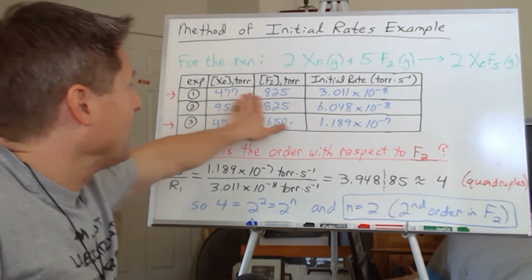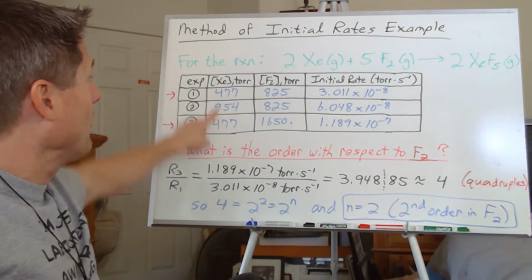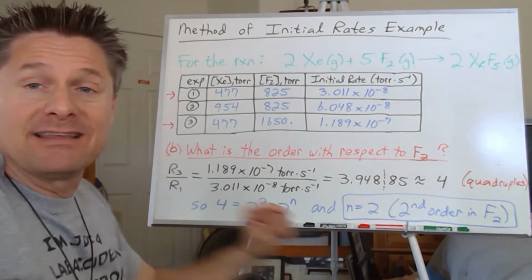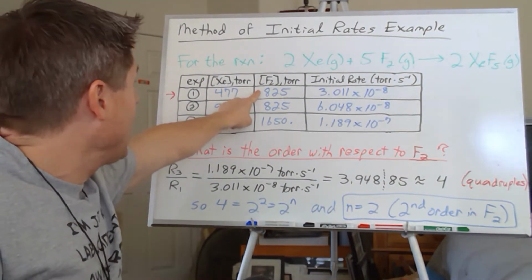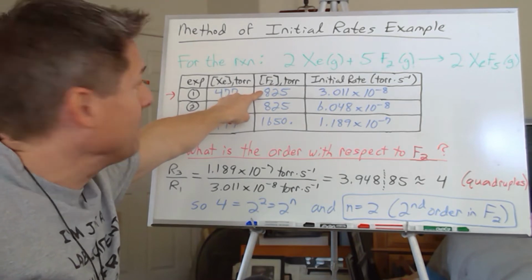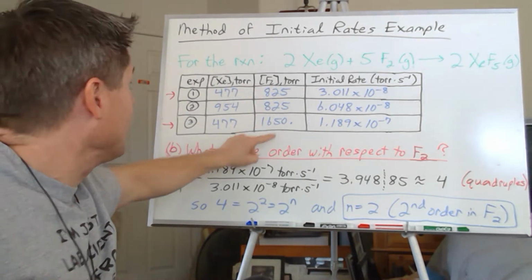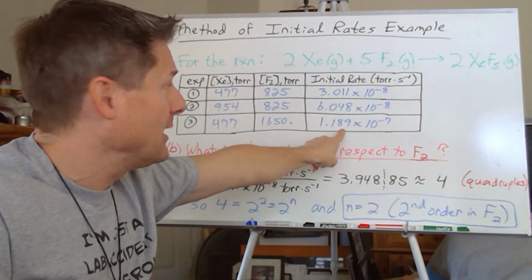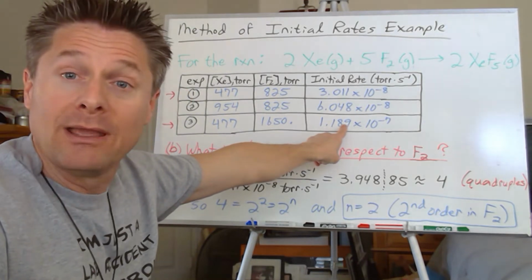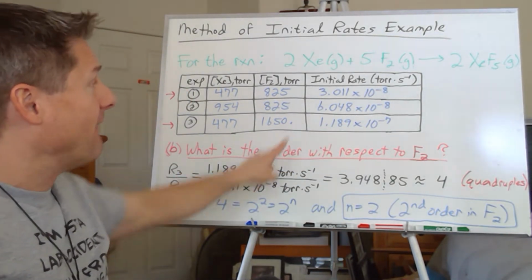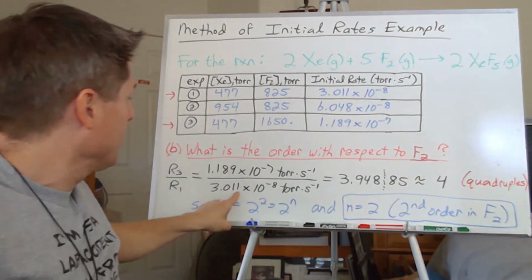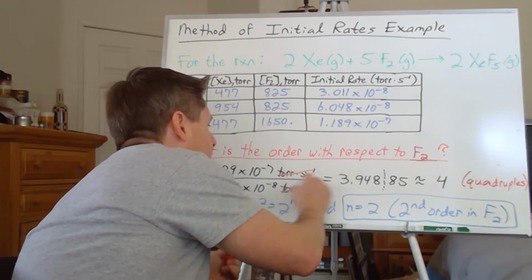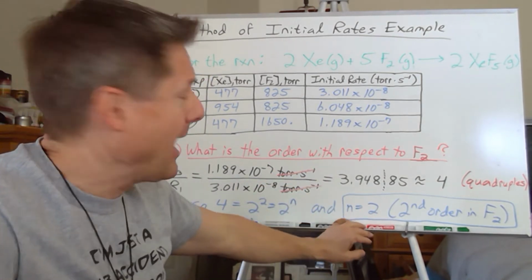Well, let's take a look at the experiments. You can take any experiments, but obviously the only two where xenon's held constant is experiment 1 and experiment 3. So xenon's held constant at 477 torr. And in experiment 1, we take fluorine at 825 torr and double it to 1,650. So experiments 1 and 3 are what we're focused on. So let's take the rate from experiment 3, 1.189 times 10 to the minus 7 torr per second, the rate of 3, divided by the rate from experiment 1, 3.011 times 10 to the minus 8 torr per second. Units cancel out. So again, the units really don't matter in that case.